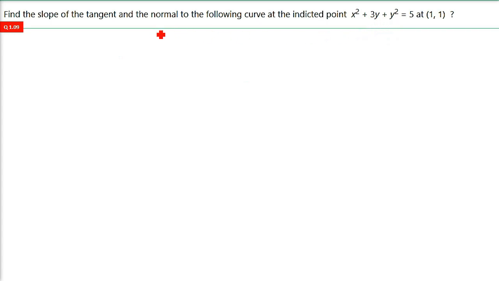So we have x and y both here. x squared plus 3y plus y squared is equal to 5, and this has to be found at (1, 1). x is 1, y is 1. Since x and y are both involved, we will be needing them. Let us differentiate this, because finally what is a slope? It is nothing but dy by dx. Differentiation of the curve will give you the value of the slope of the tangent.